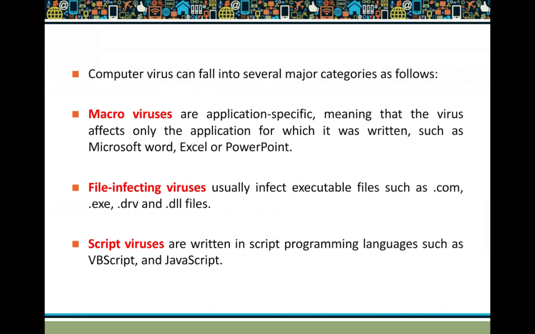One is macro, which is application specific. Then file infecting viruses, which are file specific, and script viruses, which are script specific. So depending on the application the virus is written for, it becomes a macro virus; if it affects a certain category of files, it is a file infecting virus; and if it infects the scripts that you write, those viruses are called script viruses. So these are the categories of viruses.